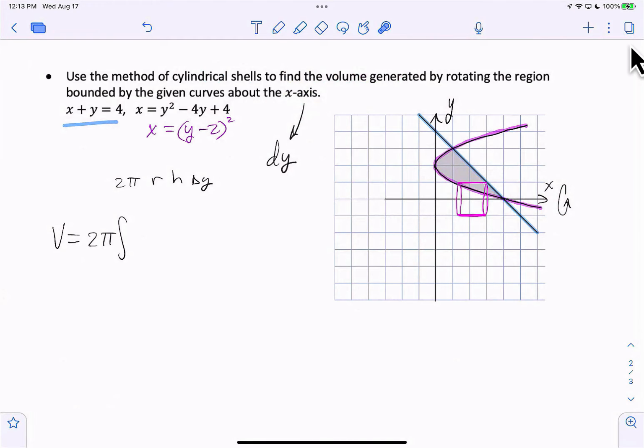What I'd like for you to do is come up with the limits of integration. Remember, this is in terms of y. And then see if you can find a radius for this scenario and a height, and come back when you have the integral set up.